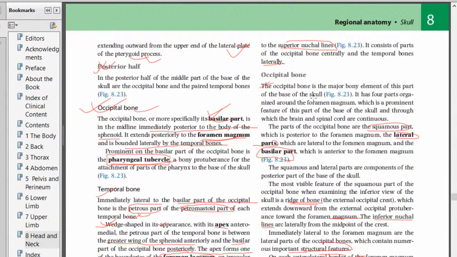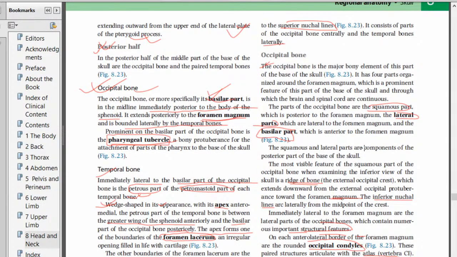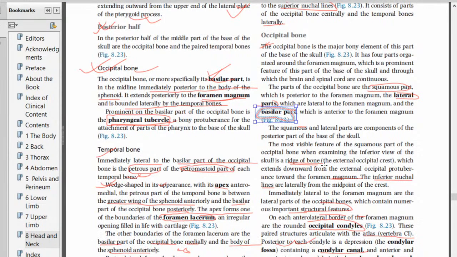The occipital bone is a major bone element of the basal skull. It has parts organized around the foramen magnum, a prominent feature of the base of the skull, through which various structures pass. The parts of the occipital bone are the squamous part, posterior to the foramen magnum, the lateral parts, lateral to the foramen magnum, and the basilar part. The squamous and lateral parts are components of the posterior part of the basal skull. The most visible feature of the squamous part in the inferior view is the ridge, the external occipital crest.